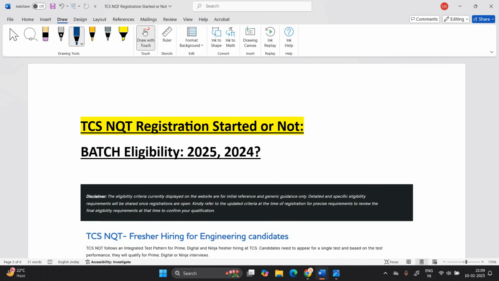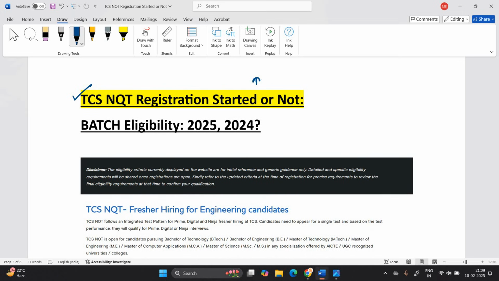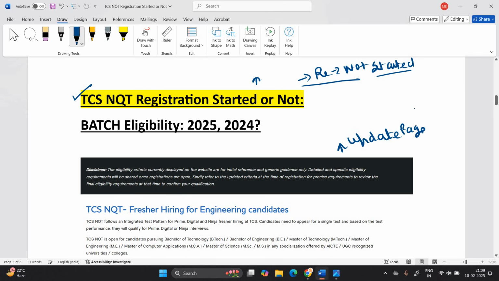Let's discuss our first query, that is, whether TCS NQT registration has started or not. Many candidates are asking from this page whether the registration has started. I already mentioned in my previous video, registration is not started yet, guys. It is just an update page, we can say. And this update page is active from December 2024. I already said in the last video. Whenever the registration starts, most probably in the coming month or in the upcoming days, according to their timeline, I will share each and every detail with all of you. Till now the registration is not started, we have to wait.